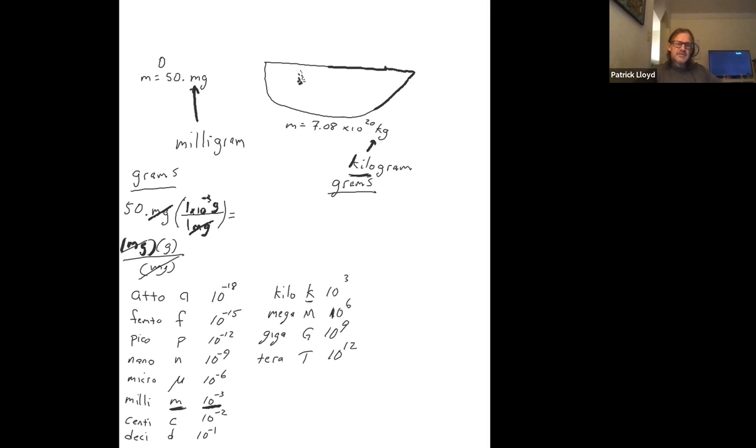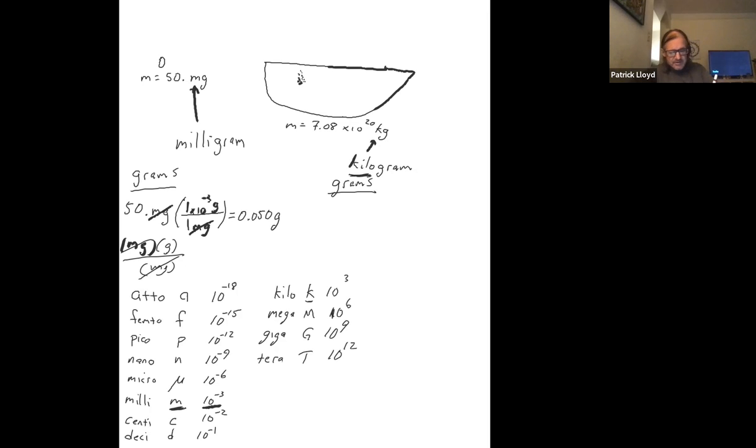So then enter that into your calculator or just move the decimal point 3 places and you'll get 0.050 grams, okay? 50 times 10 to the minus 3 times 1 times 10 to the minus 3 is 0.050. And that would now be in grams. Now let's do the same thing over here.